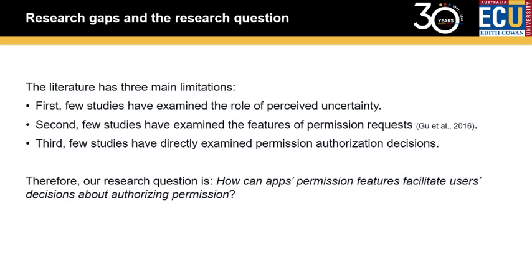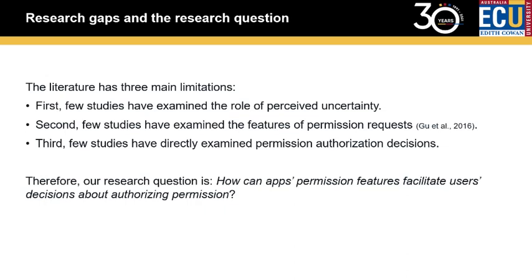First, few studies have examined the role of perceived uncertainty. It's very important because people may not understand how their information is being used or will be used. Second, few studies have examined the feature of permission requests. And lastly, few studies have directly examined permission authorization decisions. So therefore, our research question is how can app permission features facilitate users' decisions?